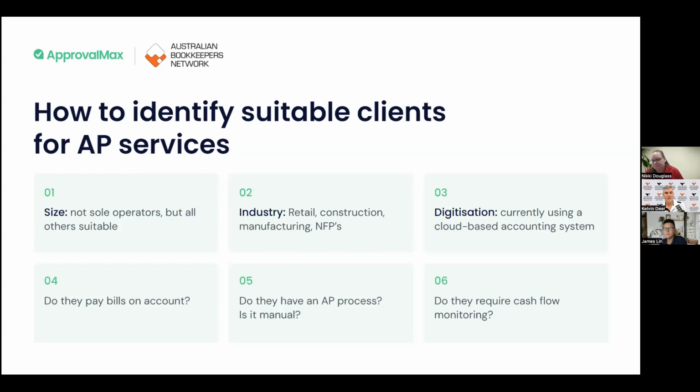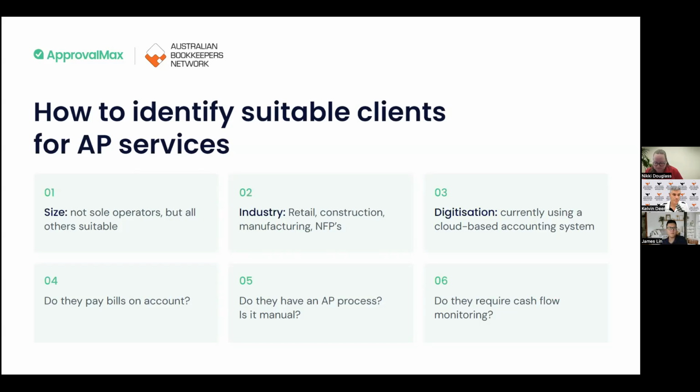Thanks for that. Tech stacks, they're a big thing these days. You often hear people talking about what tech stack you have to have in place to run an efficient business. So Nikki, what tech stack do you have in place when it comes to offering accounts payable as a service? There's three main tools that you need.